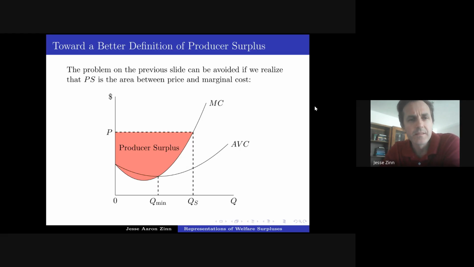All right. So we can move towards a better definition for producer surplus if we realize what producer surplus actually is. If we're going to talk about it graphically, we can more accurately say that it's the area between price and marginal cost. So not just the part of the marginal cost curve that's supply, but the entire curve up to the quantity supplied.